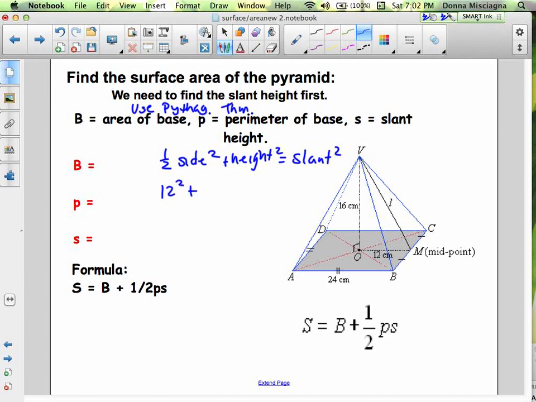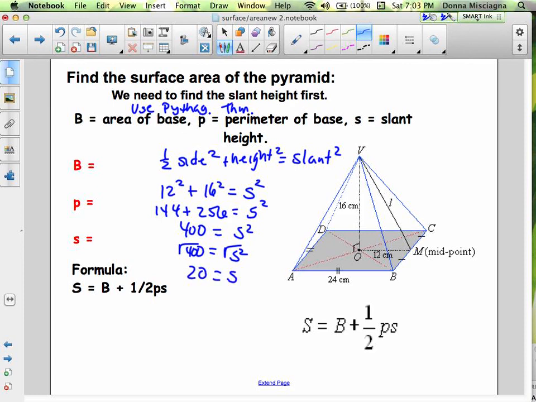So 12 squared plus our height, 16, squared equals our slant squared. Since I put S equals our slant, I will put S squared, just so that I confuse nobody. All right, so 144 plus 256 equals S squared. That's going to give us 400. This is a Pythagorean triple. It's actually the same as the 3-4-5, just multiplied by 4. The square root of 400, which means instead of 5, we're going to have 5 times 4. So 20 is our slant.